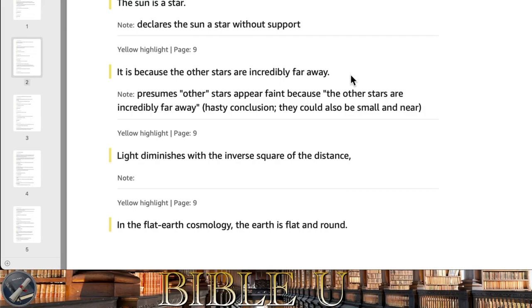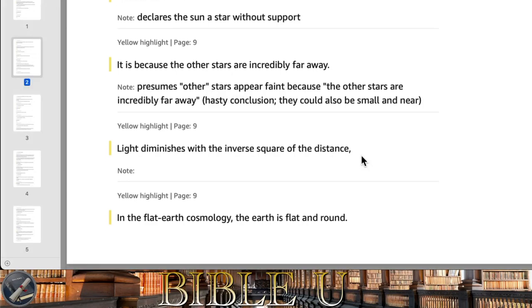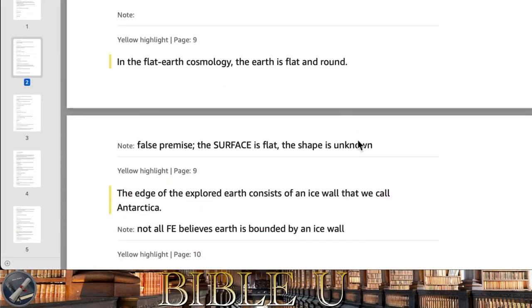Anyway, he says that if the sun is a star, at least he put the if in the book, then why do the other stars appear so faint? It's because the other stars are incredibly far away. And this is another logical error, because, first of all, it's a non sequitur. It does not follow that this must be the only answer. The stars could be small and near. But again, the sun isn't another star. And then he says that light diminishes with the inverse square of the distance. That's true. But again, that doesn't prove what shape the Earth is.